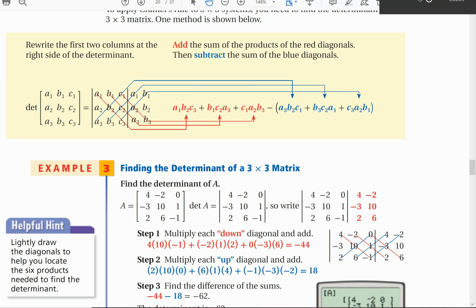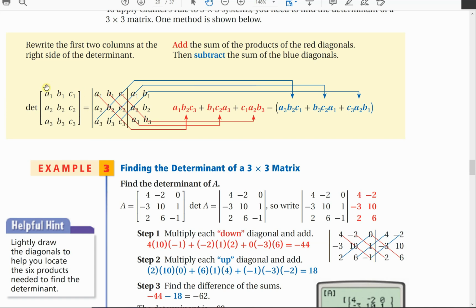Here's the deal. There are ways you can find the determinants of 3 by 3s. Any square matrix has a determinant, so as long as the dimensions are the same, you can find its determinant. There are two ways that they talk about in the textbook to find the determinant of a 3 by 3 matrix. The first way is doing diagonals, kind of similar to what we just did. What you're going to do is this.